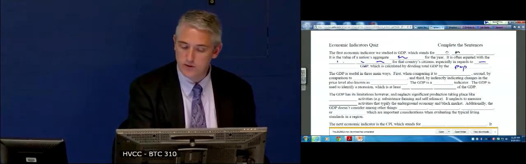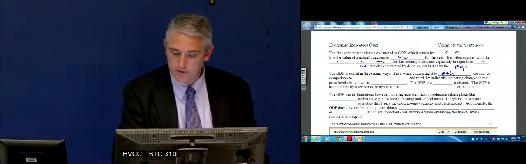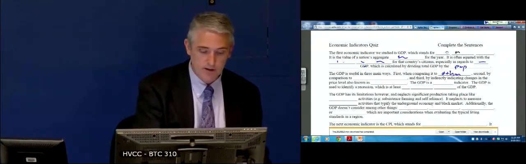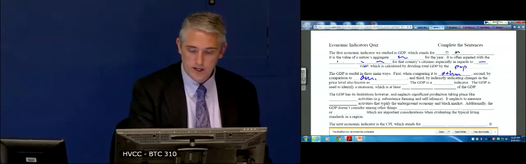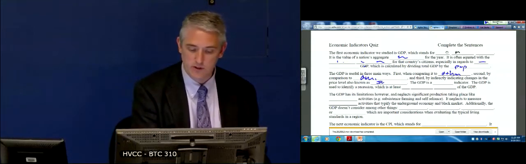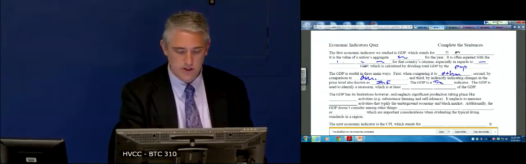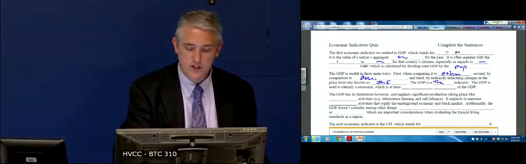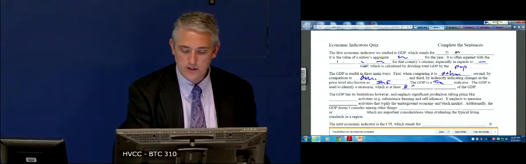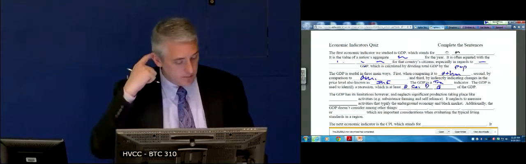The GDP is useful in three main ways. First, when comparing it to other time periods, or second, by comparison to other countries, and third, by indirectly indicating changes in the price level, also known as inflation. The GDP is a trailing indicator. The GDP is used to identify a recession, which is at least two consecutive declining quarters of the GDP.